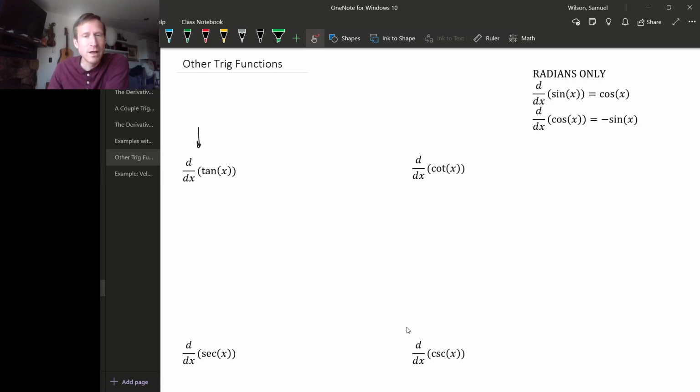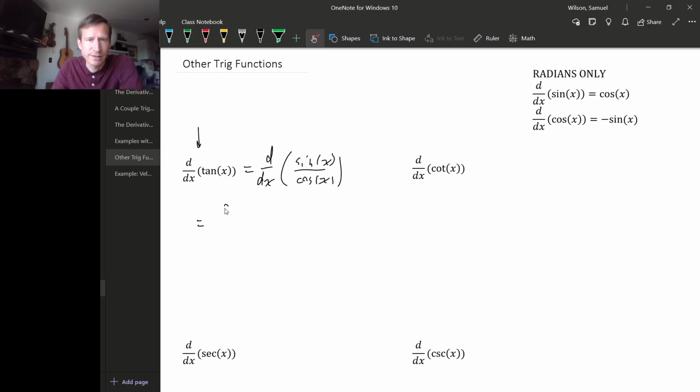derivatives for them. The nice thing about these other trig functions is they're all built out of sine and cosine, right? They're all quotients of sine and cosine, so we can just rewrite each of these in terms of sine and cosine and then use the quotient rule. So let's see, tangent is sine x over cosine x. So now we can use the quotient rule.